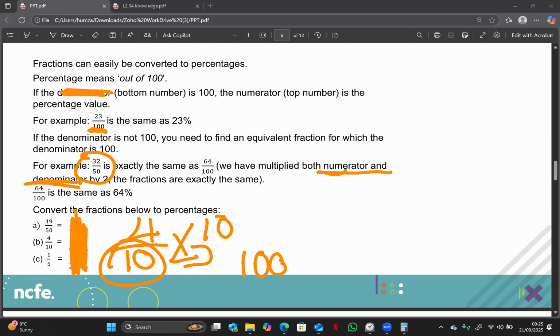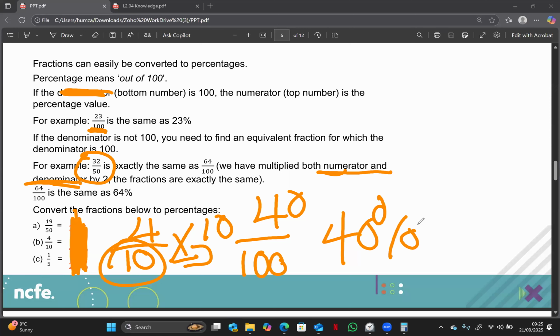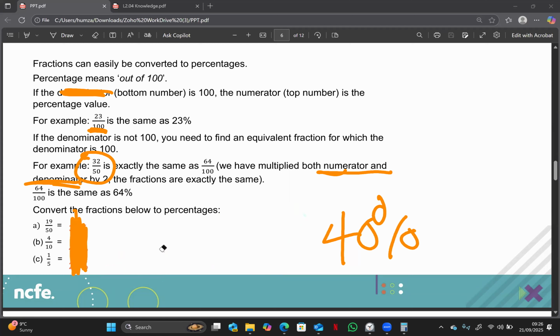So what is 4 times 10? 40. Exactly. So what is the percentage? 40%. Exactly. Do you guys understand that? Okay, so now do the last one for me. Same thing what I said to you. Don't confuse it. Just do the same thing.